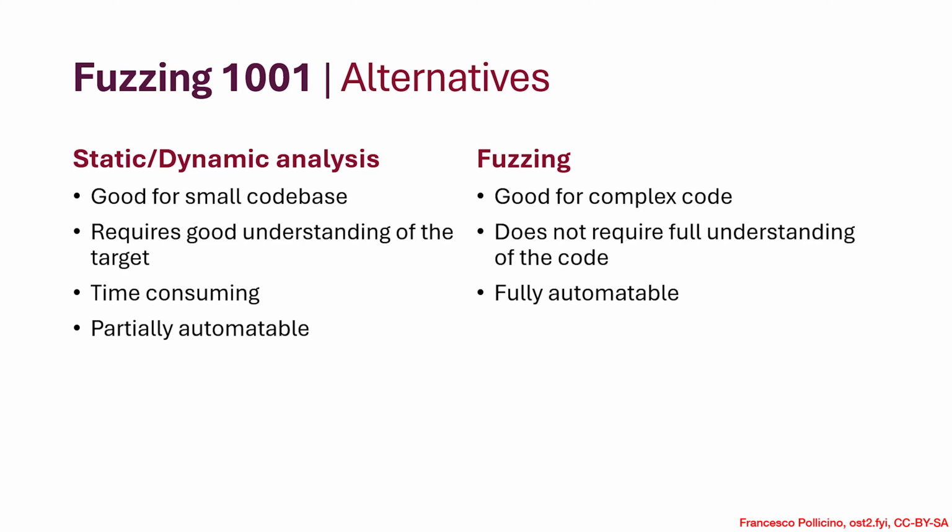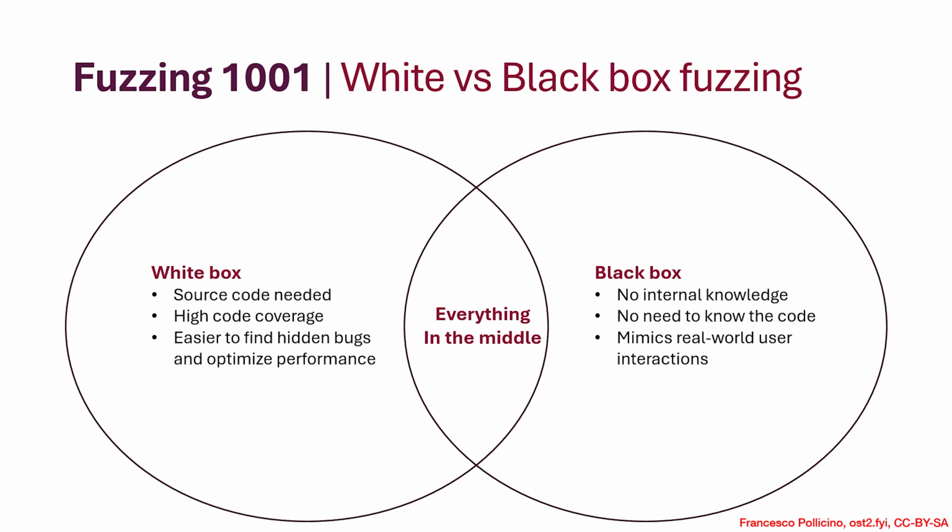In summary, static and dynamic analysis are best for small code bases and require more manual effort, while fuzzing is better for complex systems and large applications, as it is fully automated and faster. Combining both methods can provide the most complete coverage. To continue, let's now look at the differences between white box and black box fuzzing.